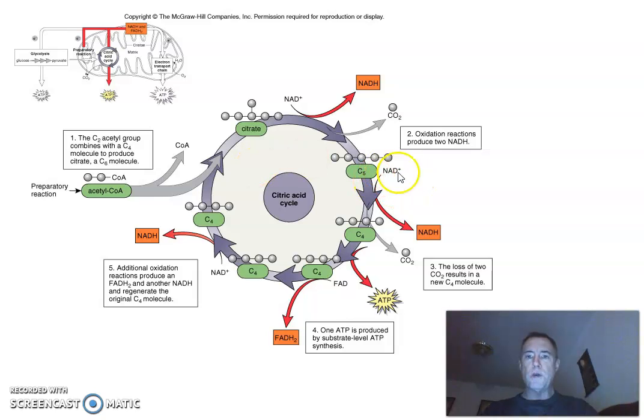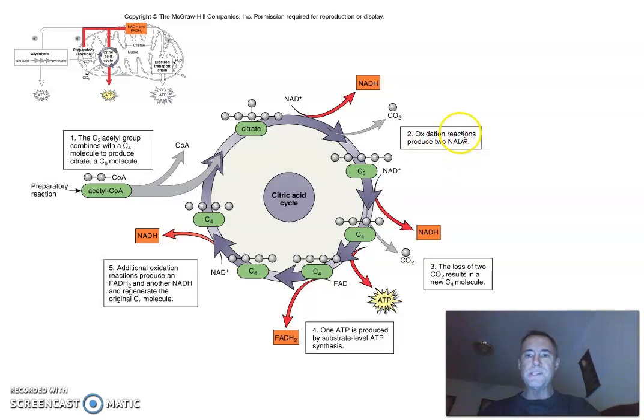Okay, let me go ahead and make a correction of something I said earlier. When we talk about oxidation reduction reactions, the important thing to remember is that when something is being reduced, it means we're adding hydrogens to it, basically because we're adding electrons to it. When something's being oxidized, it means we're taking hydrogens away from it.